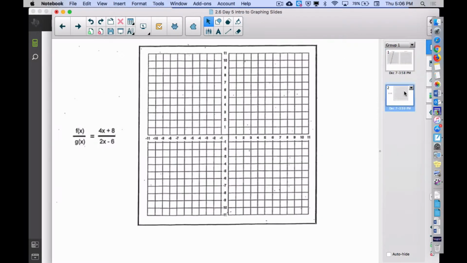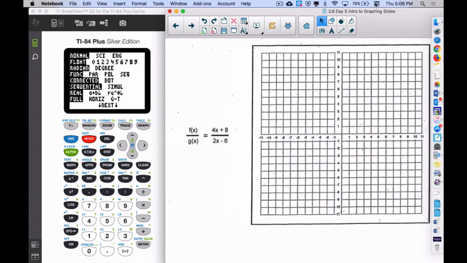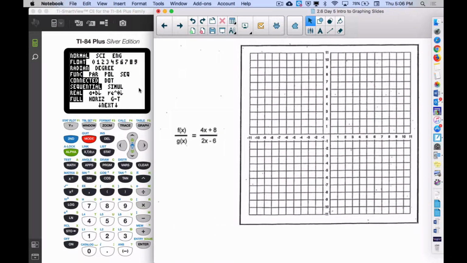But then what we're going to end up doing is putting those graphs together and make one of these fraction graphs that we looked at yesterday. And to graph these, I want you to use your calculator and use the table. I don't want you to just sketch today. I want you to have a more detailed picture of what's going on.